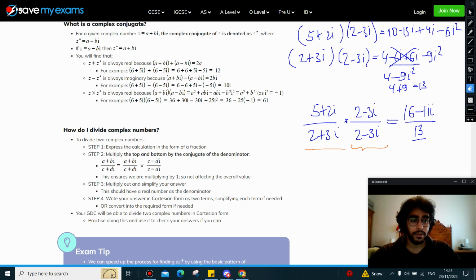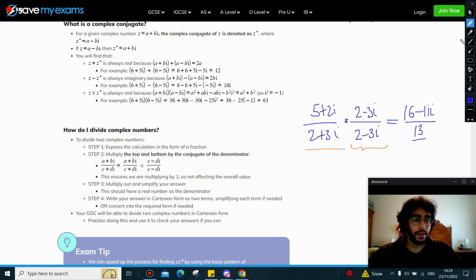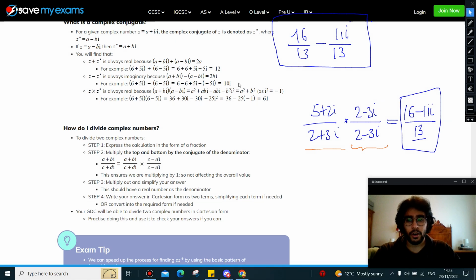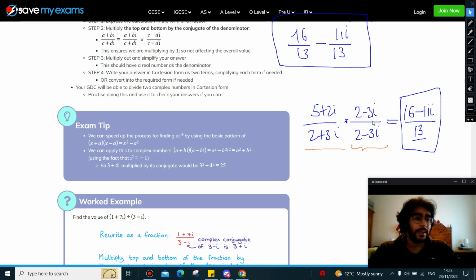So what we have to do following this, so let me delete this part again. This is not the Cartesian form of a complex number. Remember that the Cartesian form of a complex number is a plus bi, right? So they have to be separated. How do we separate this fraction? Well, we write 16 divided by 13 minus 11i divided by 13. Right? I just separate the numerator into two fractions. And this is my complex number after division, in its Cartesian form.